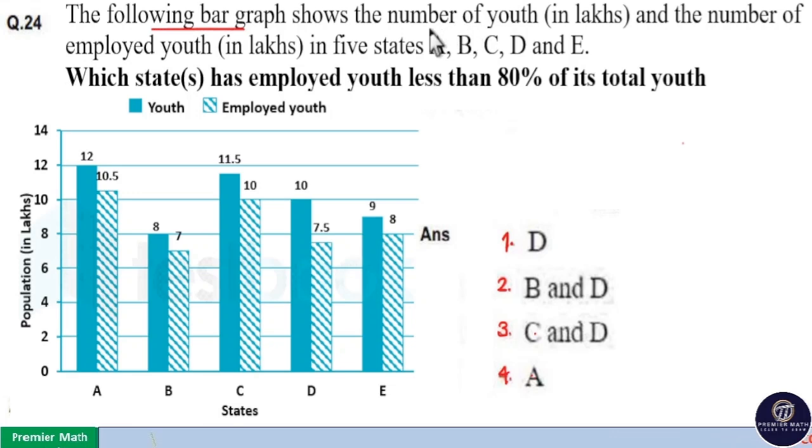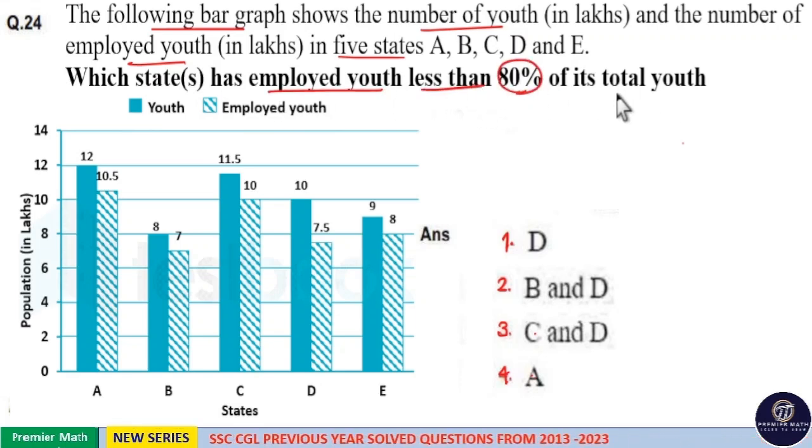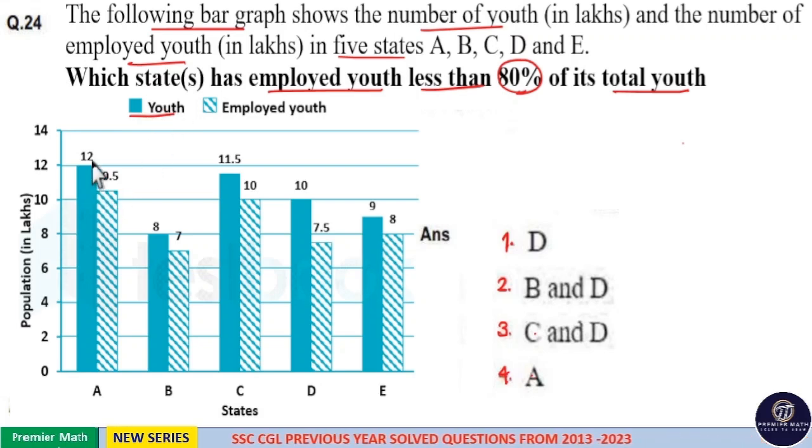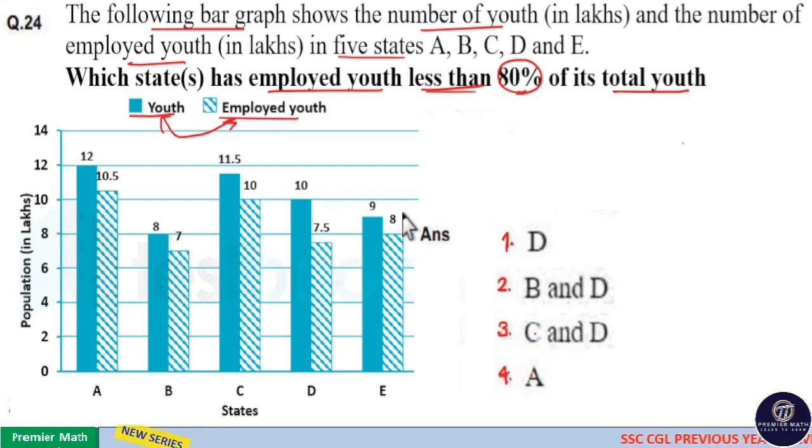The following bar graph shows the number of youth and the number of employed youth in 5 states A, B, C, D and E. Which state has employed youth less than 80% of its total youth? Here, the solid portion shows total number of youth and the shaded portion shows employed youth. Now look for the maximum difference between youth and employed youth, which will give you less than 80%. Now check for the maximum gap between these two.